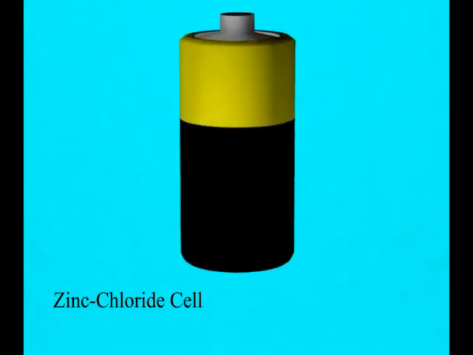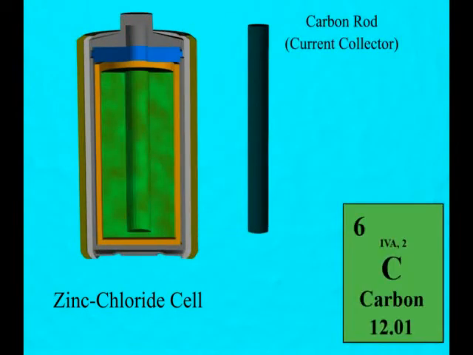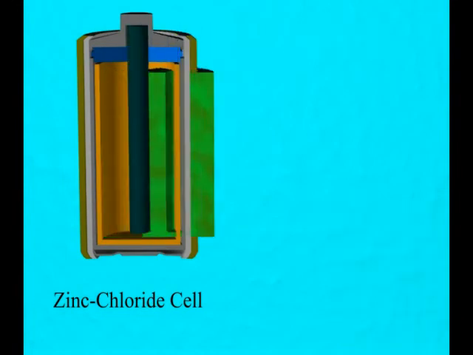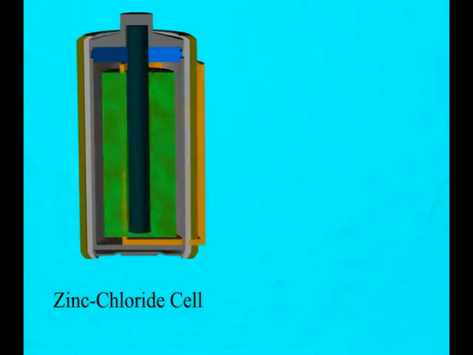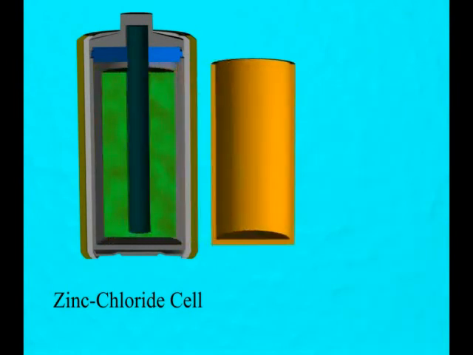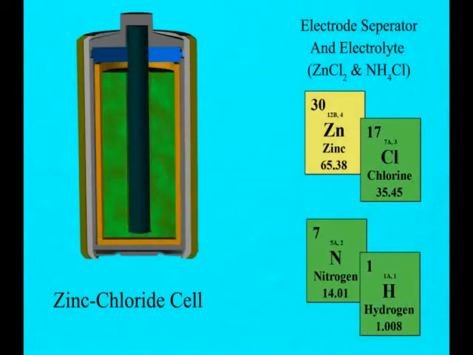Its basic components are a carbon rod, used as a current collector. The rod itself doesn't play any part in the reaction, it is simply to help move the electrons out of the cell. The positive electrode is made of manganese dioxide, which will receive electrons during reduction. There is an electrode separator to keep the zinc and manganese from touching and shorting out the cell.